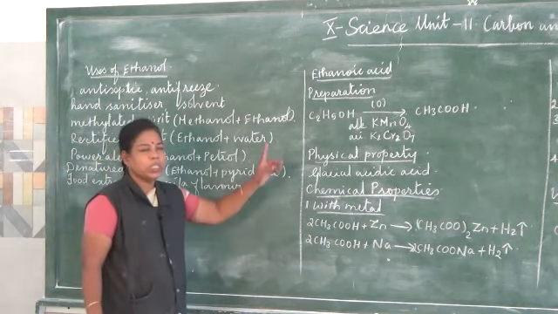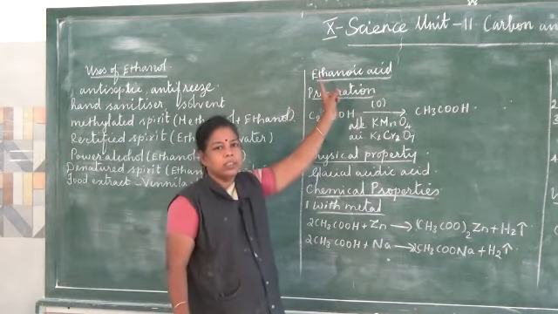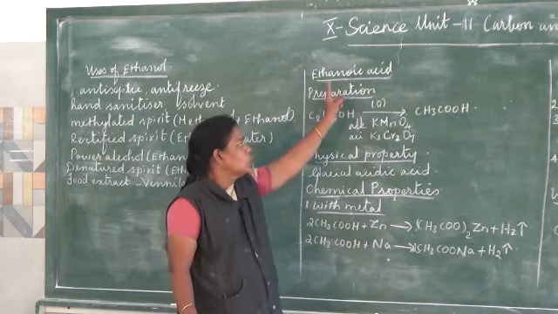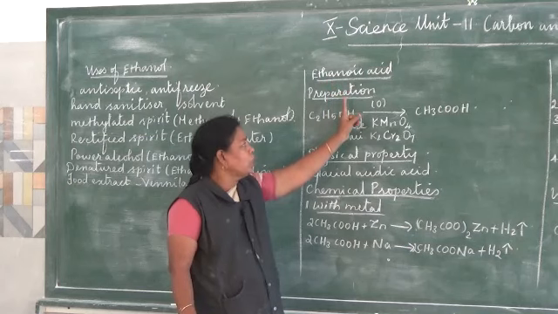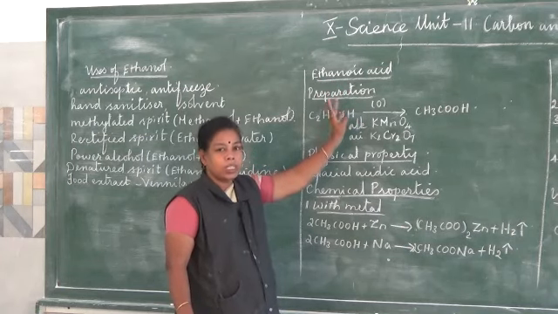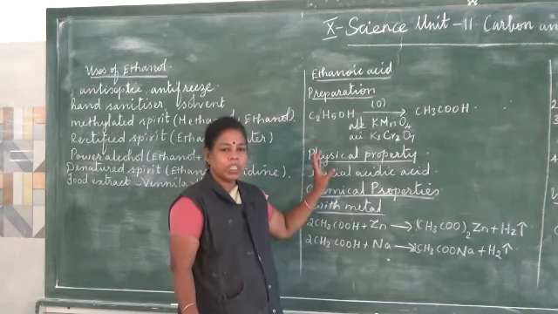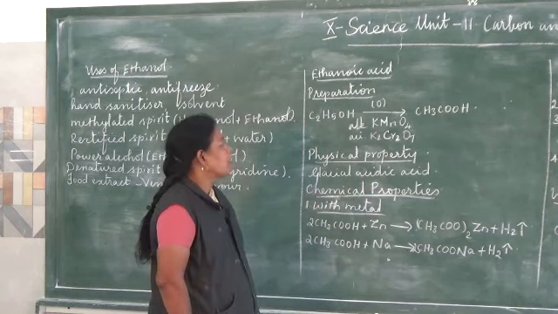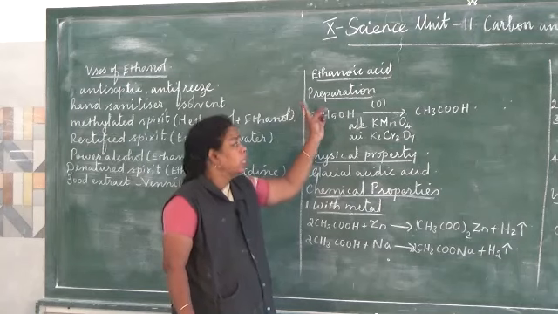And next we are going to see ethanoic acid, or acetic acid. It is otherwise called acetic acid also. So we are going to see how it is prepared on a large scale, and then what are its physical properties, its chemical properties and its uses. First, how it is prepared on a large scale.